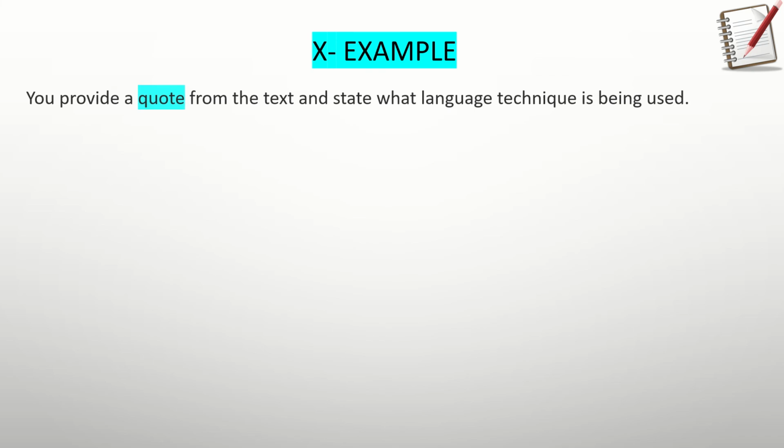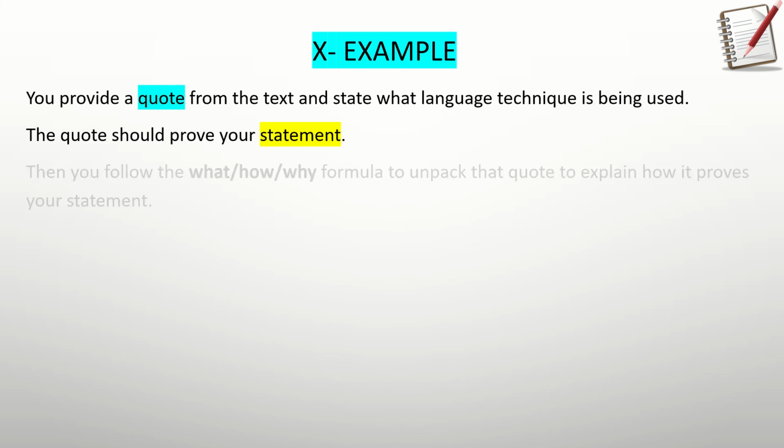Next is the X, standing for example. So statement, explanation, example. So this is where you provide a quote from the text and state what language technique is being used. It's really important that you specifically label the technique that's being used. So the quote that you choose, the evidence that you pull out from the poem should prove the statement. Okay, we've talked about this before, that the evidence that you use can't just be random. It has to make sense for the idea that you're trying to prove.